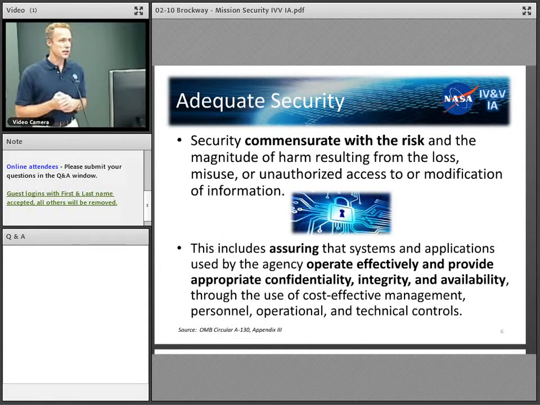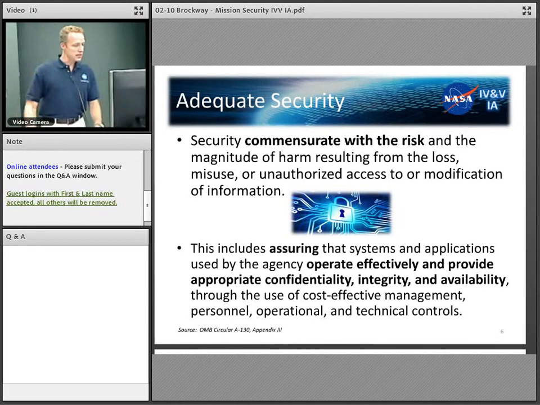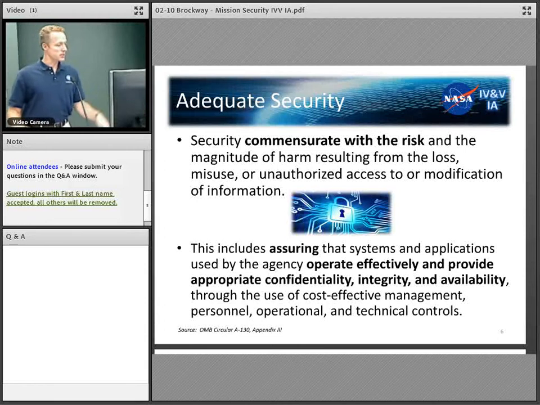And that journey is indeed where, from an independent assurance providing perspective, we can help. The second bullet, and this is coming from OMB as well, is to assure that system applications used by a particular agency operate effectively and provide the appropriate confidentiality, integrity, and availability.